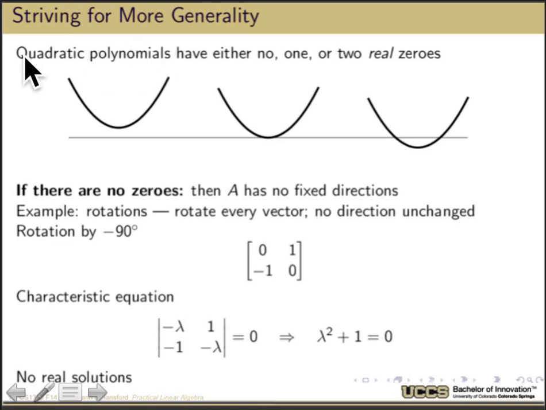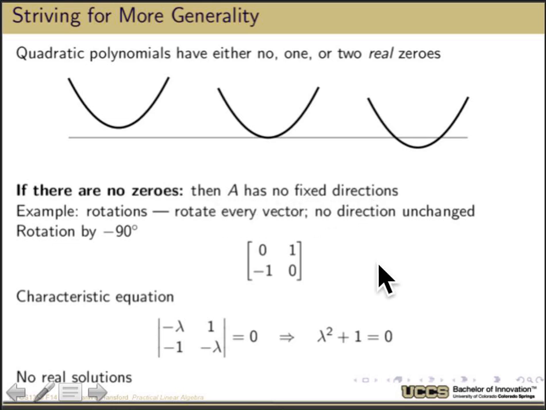So if we look at a quadratic polynomial, which is what we had, lambda squared something, lambda 1, a quadratic polynomial can actually be one of three cases. It either has no zeros, exactly 1 zero, or 2 real zeros. So in terms of real zeros, the eigenvalues, we can have none, 1, or 2. So if there are no real zeros, then A has no fixed directions.